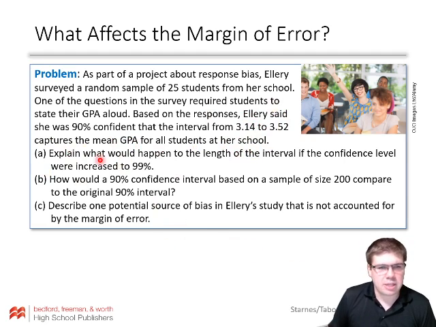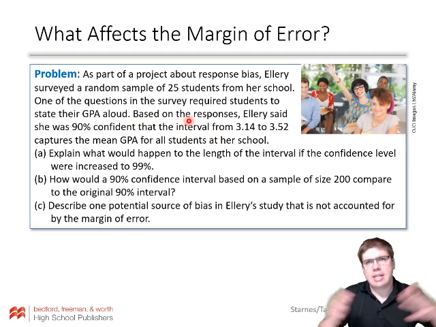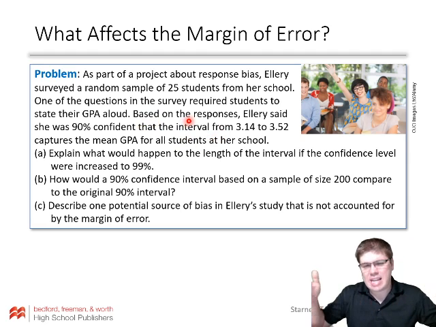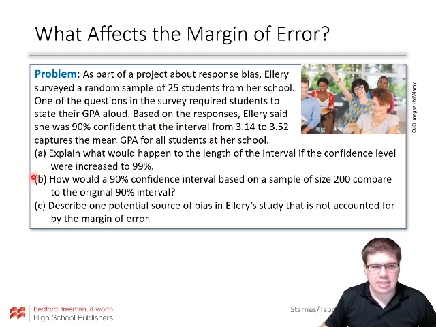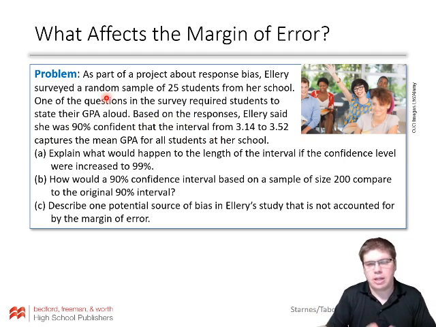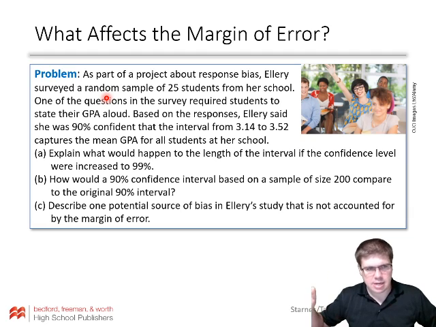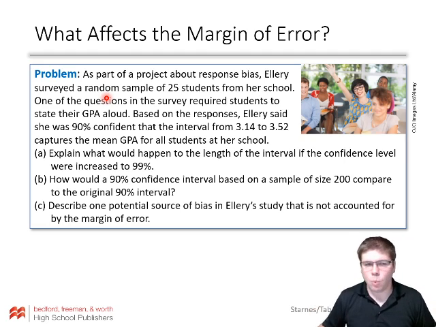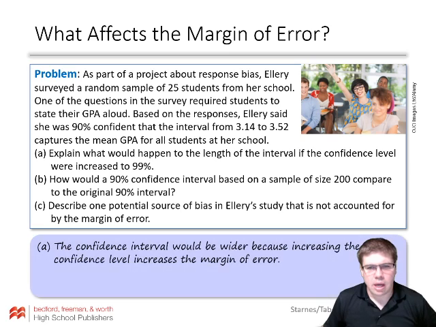Part A, explain what would happen to the length of the interval if the confidence level were increased to 99%. If we're going to increase to 99%, that means we're going to cover 99% of sampling variability instead of just 90%. So if we're going to cover 99% of the sampling distribution, we're going to have to get wider. The confidence interval would be wider because increasing the confidence level increases the margin of error.